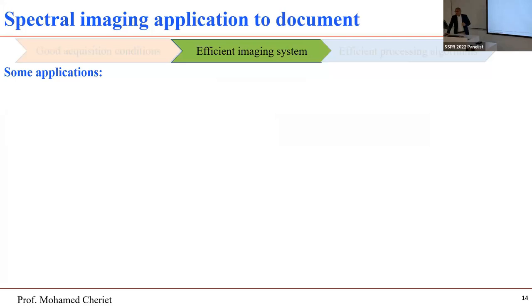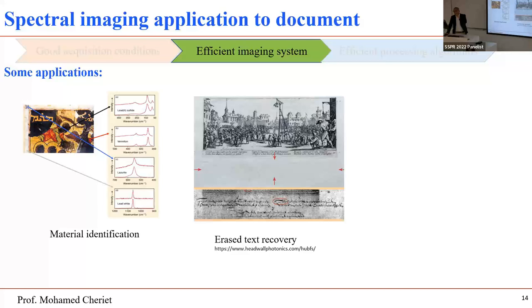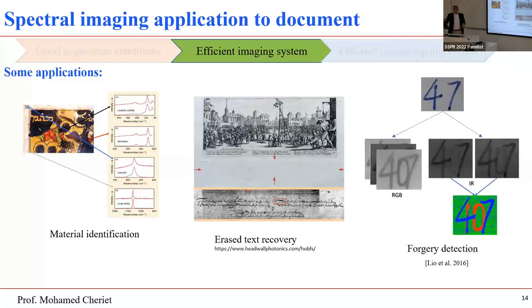So some applications: material identification. For example, it's like remote sensing. We can do material identification using these signatures or this fingerprint, spectral signatures. The second one is to uncover erased text. Here, some text has been replaced or erased, and with this information, you can uncover that information. And for forgery detection, for example, if you see that the zero was inserted in between 4 and 7, the spectral image can reveal what is inserted and with which ink, which is very important. So this is the idea about how to distinguish between these.